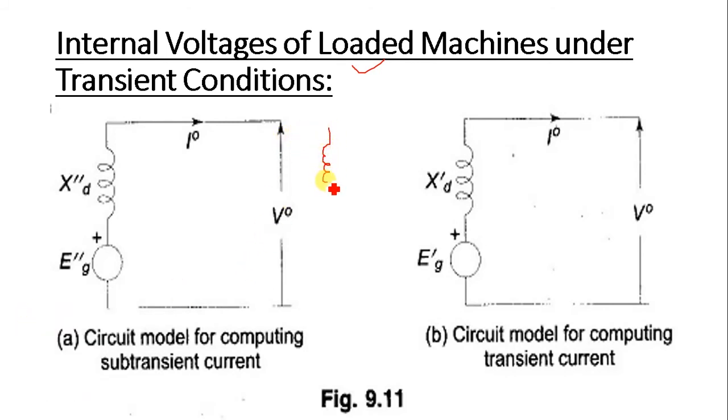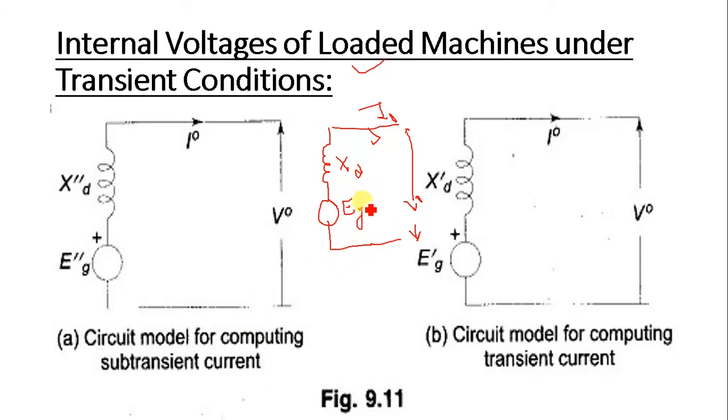So this is your reactance, okay, so this is Eg, it's your Xd, the current is, let's say, I naught, and the voltage across here, let's say, V naught. Okay, this is nothing but a circuit model of your loaded synchronous machine.